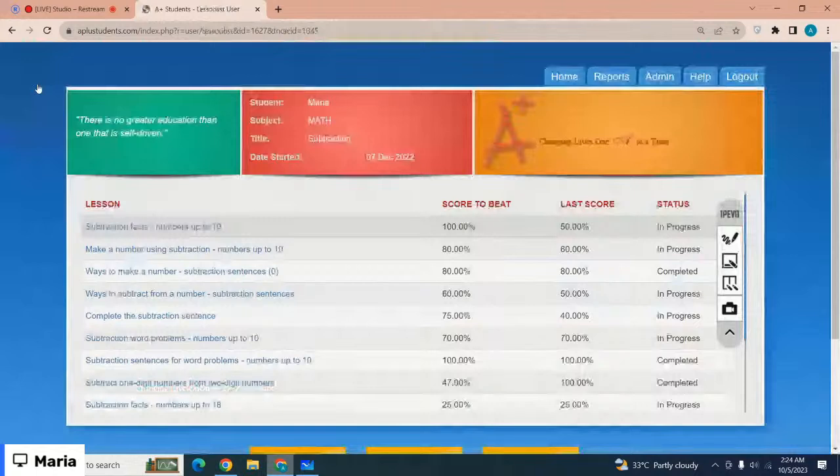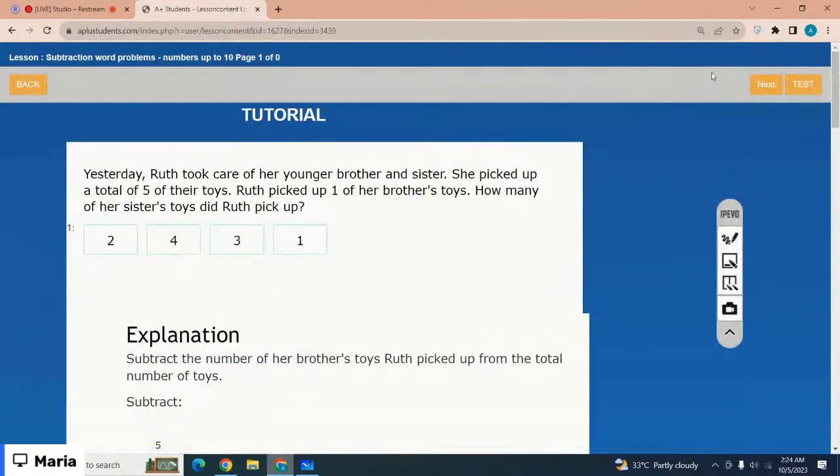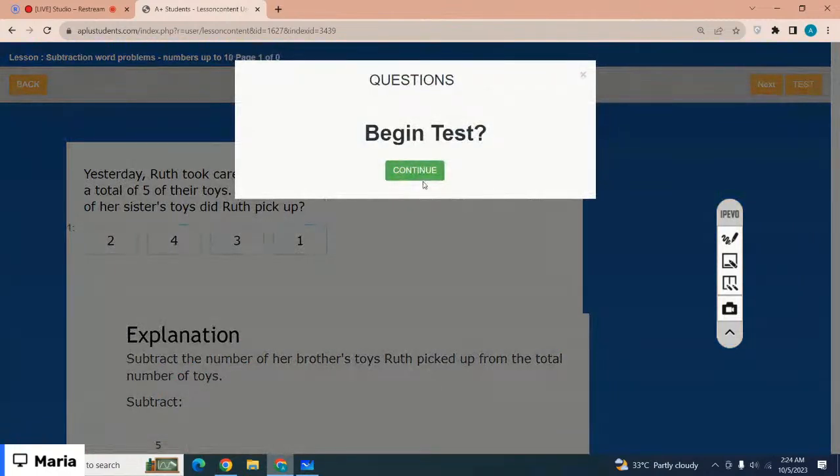Okay, subtraction word problems, numbers up to 10, right? The next one is the word problems. So let's just start with the word problems. Okay, so the basic thing is you have to understand the question, right?